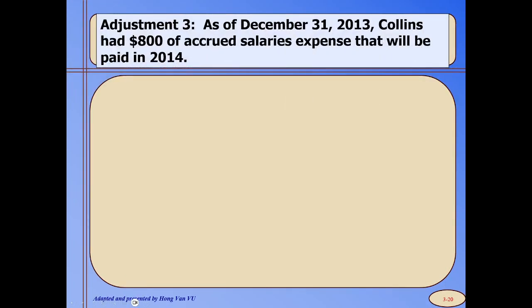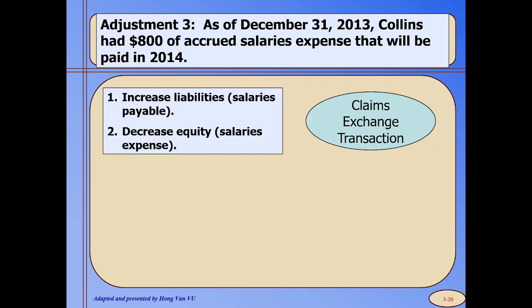Now let's look at adjustment number 3. As of December 31st, Golin Consultant has 800 of accrued salary expense that will be paid in 2014. This transaction increases the salaries payable account and decreases equity by increasing the salaries expense account. It is classified as a claims exchange transaction.